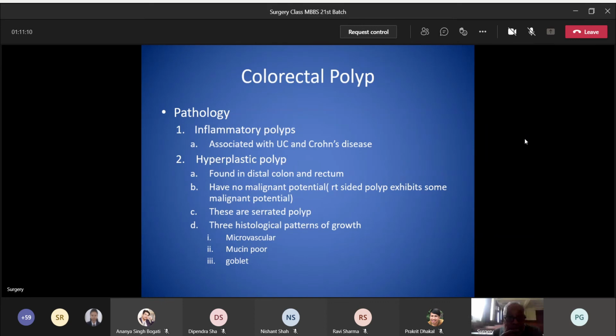Hyperplastic polyps are found in the distal colon and rectum and have no malignant potential, but they have overgrowth and grow very fast. The right-sided polyps exhibit some malignant potential. Serrated means there are a lot of serrations in the polyp, like what you can see in a wart. They are known as serrated polyps. The three histological patterns of growth are microvesicular, mucin-rich or goblet. So these are the histological patterns of polyps.